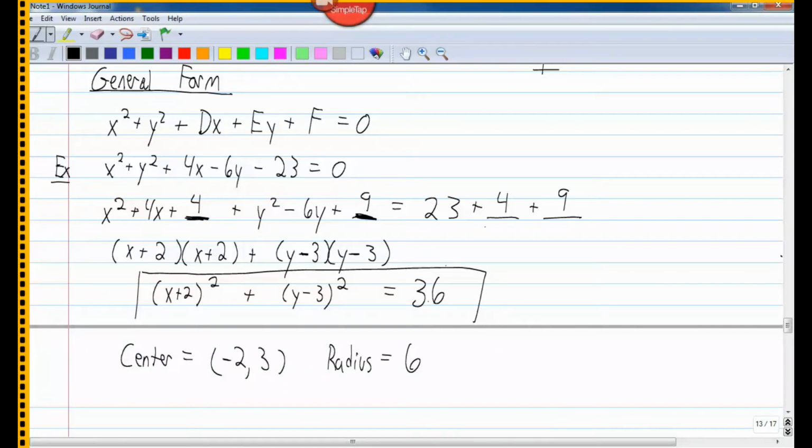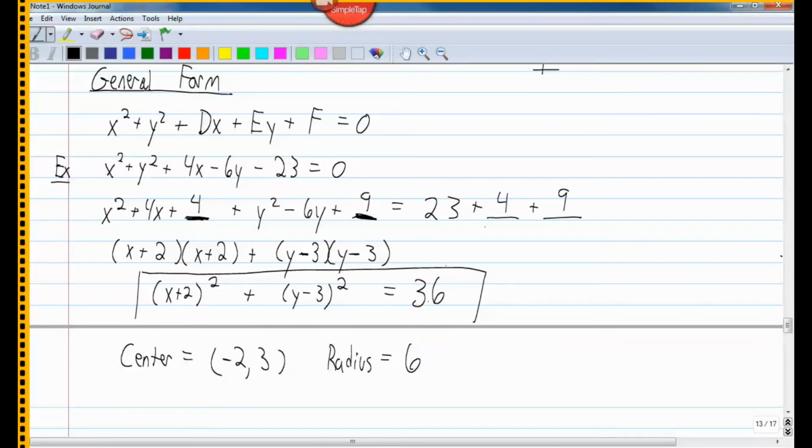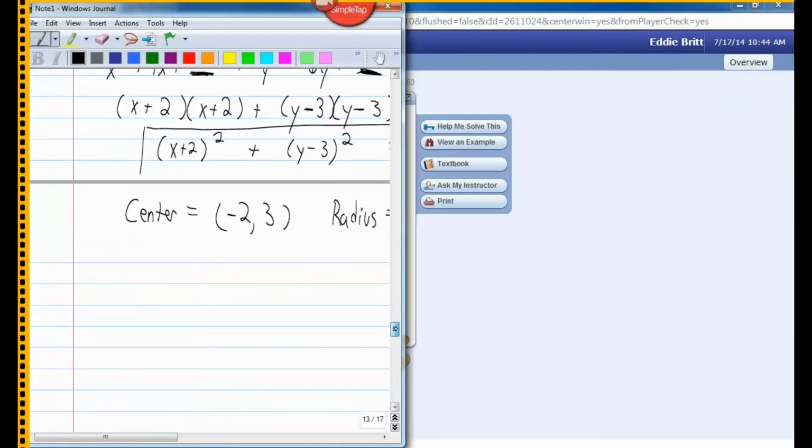Now let's take a look at another example. Let's work one from the homework. Alright. Complete the square and write the equation of the circle in standard form. Then determine the center and radius of the circle to graph the equation. Alright, so we're going to have to complete the square, write it in standard form, then figure out the center and radius and graph it. Okay, so the first thing we're going to do is figure out the standard form.